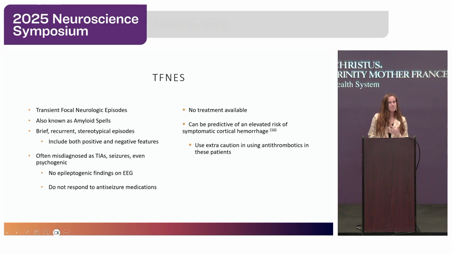You get the scan, you don't see anything on MRI. Oftentimes people think, okay, maybe it's a TIA. They come in with multiple episodes, still without anything acute on their MRIs. Some people will call them seizures. In these patients, they actually don't respond to seizure medications. So if you have a patient with underlying CAA who's had multiple workups for either TIA or seizure, and they're not responding to your Keppra, your Vimpat, et cetera, and they have a stereotypical feature to them, then it may be these amyloid spells.